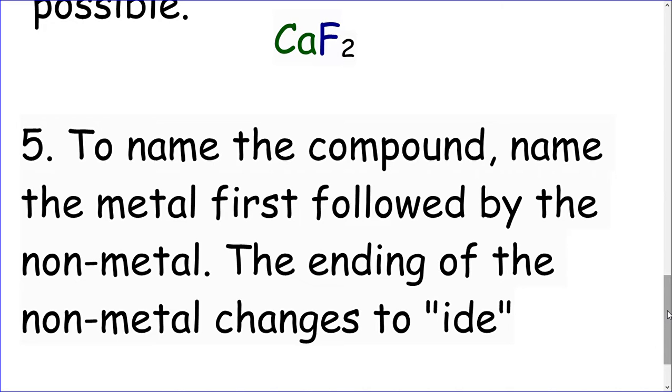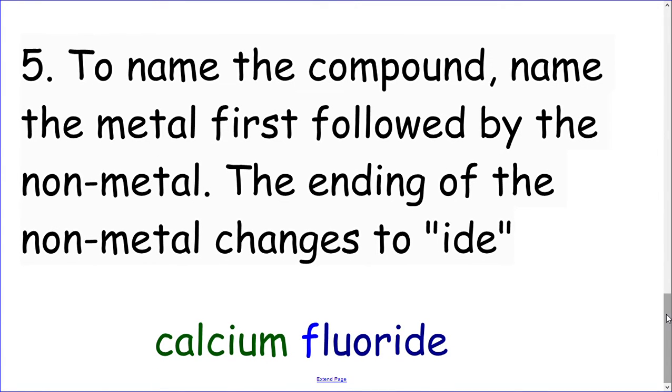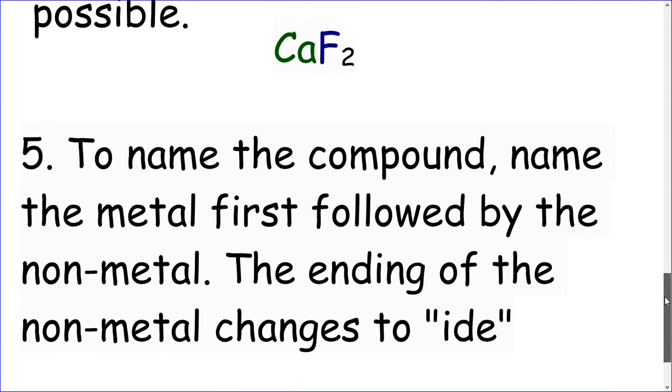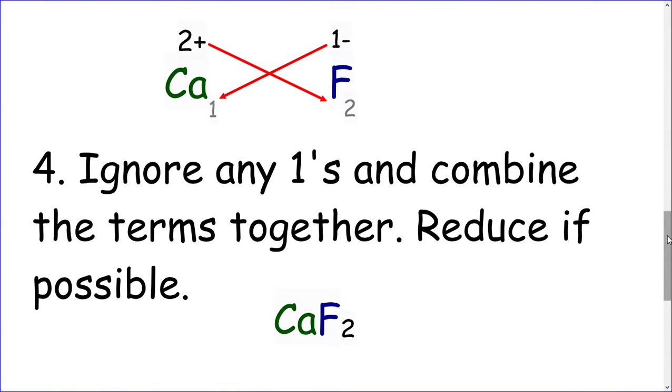So we would say the one up on the top, if you want to try to take a guess on what it is, we'd say the metal first to name it, so calcium, and then we'd get rid of the "ine" at the end for fluorine, and we would change it to "ide," so calcium fluoride. So calcium fluoride would be the name for our ionic compound. So this crossing system works really well for us to come up with the charges.